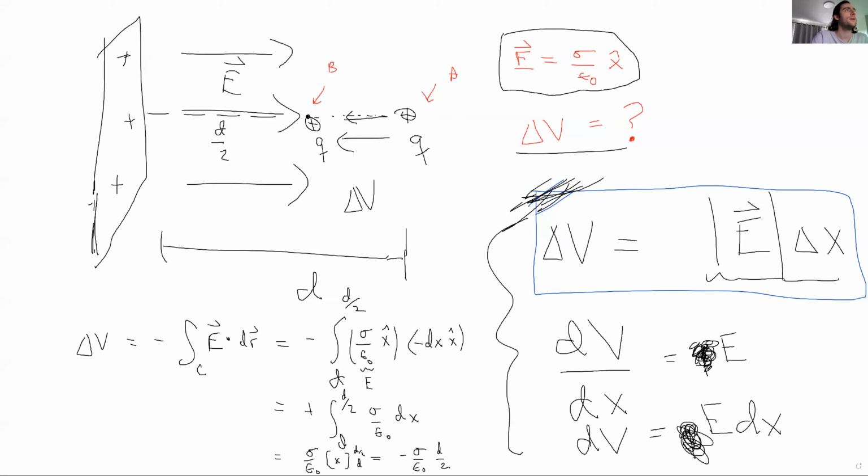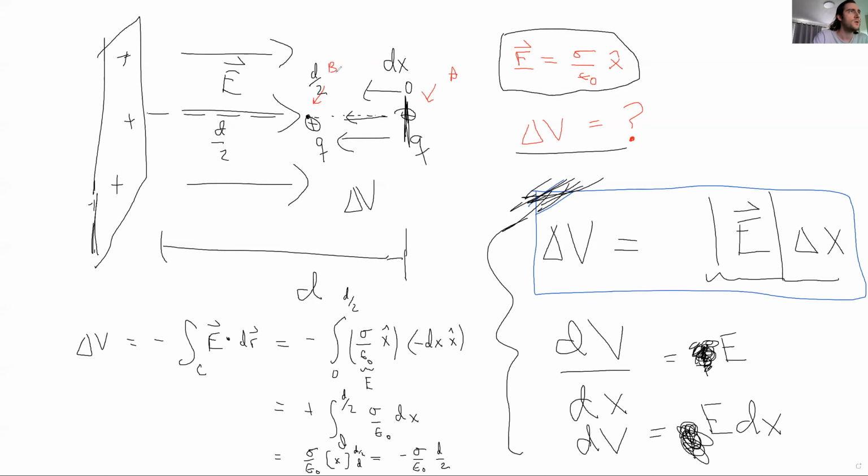Oh, I know what I did here. We should not write the integral from d to d over 2. That's a mistake, because dx is measured along the negative x direction here. We should start at 0 and integrate to d over 2. Maybe that was the mistake I made all the way back at the beginning of the lecture. I'll go back and look at it. That might have been the mistake, actually.